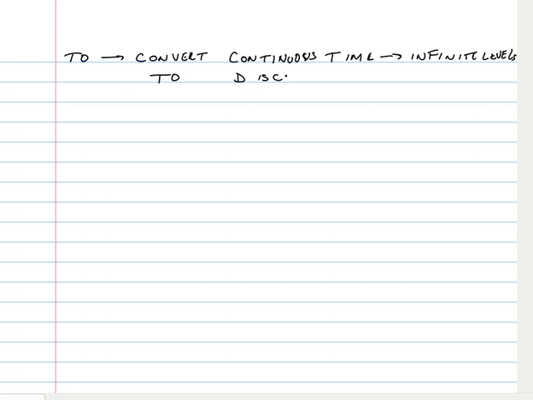So, to convert from analog to digital domain, we need to convert from continuous time with infinitely many levels to discrete time with finite levels.